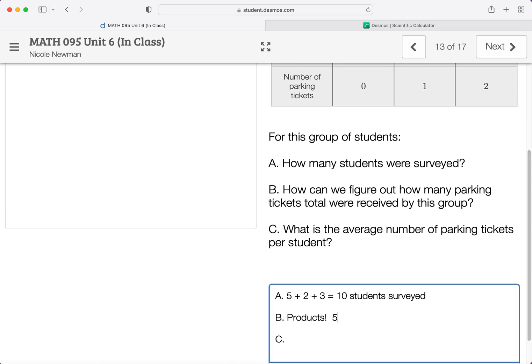Products. 5 by 0. Should be a plus. It was 2 by 1. And 3 by 2. 0, 2, 6, 8 tickets.